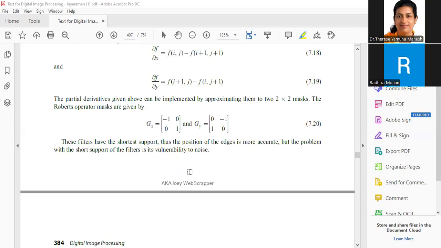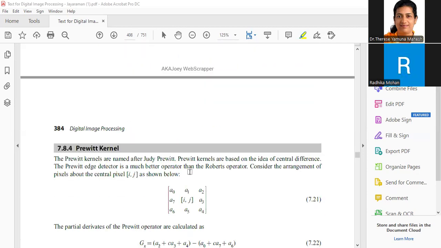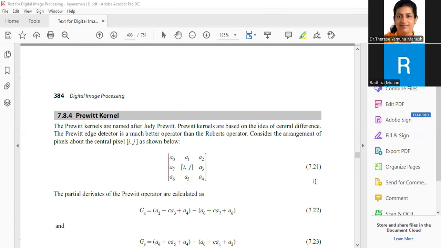Then we'll go to the Prewitt kernel, which is very simple. In the Prewitt kernel, you are taking the coefficients as a0, a1, a2, a3, a4, a5, a6, a7.